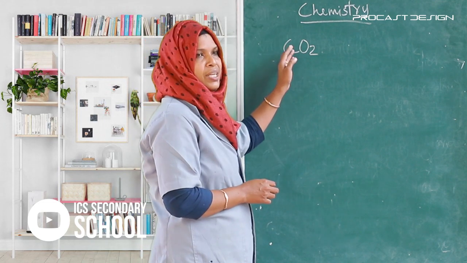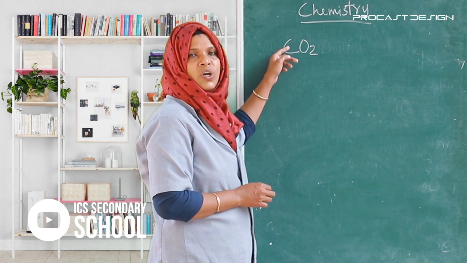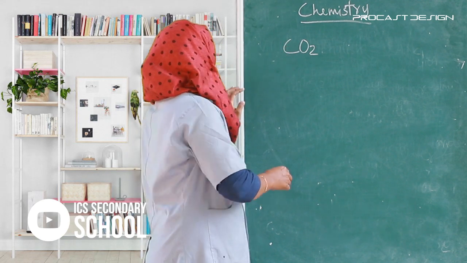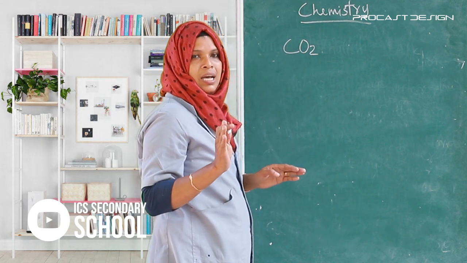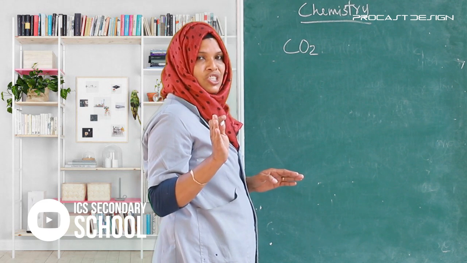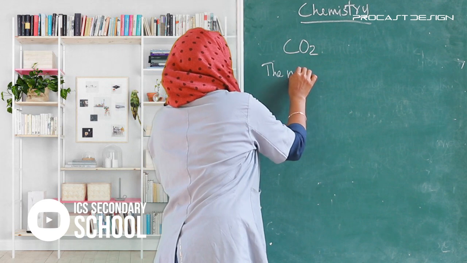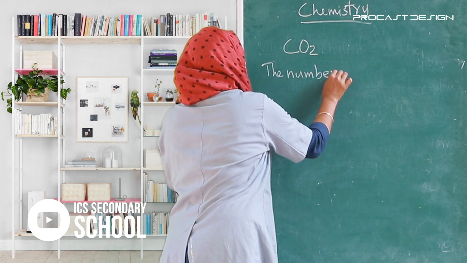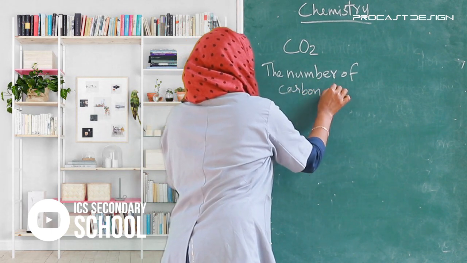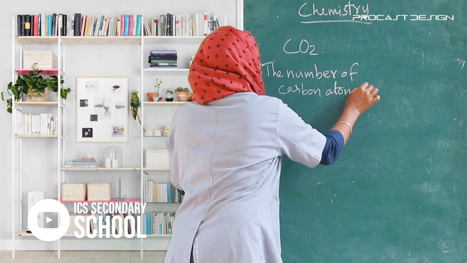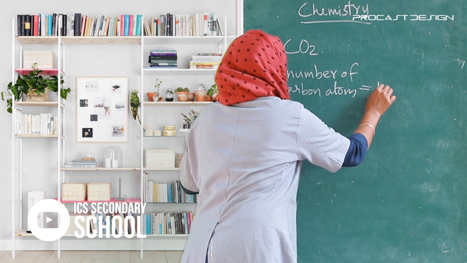First you find out the total number of carbon atoms. Here on the left side there is no number, which means there is a presence of 1. Number of carbon atoms equal to 1.